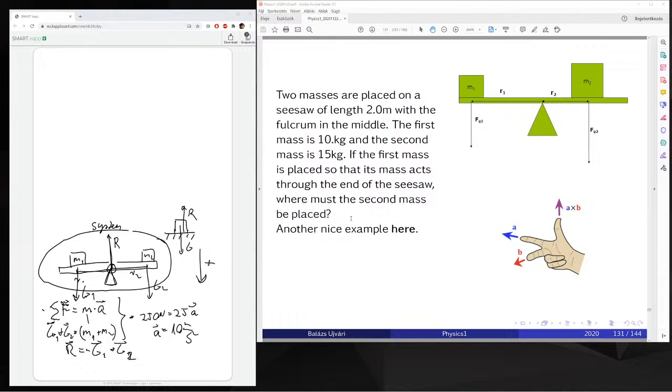But in the first example, we only calculated with the rotation from G1 and G2. Why does R not rotate the system? Why don't we have to worry about the torque of R? Because... I created a screenshot so you can go back.